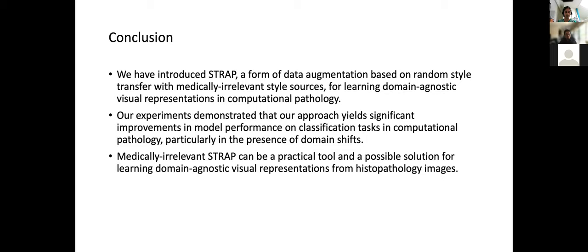And medically relevant STRAP can be a practical tool and possible solution for domain-agnostic learning, and hopefully our approach can help mitigate the domain shift problem in computational pathology.